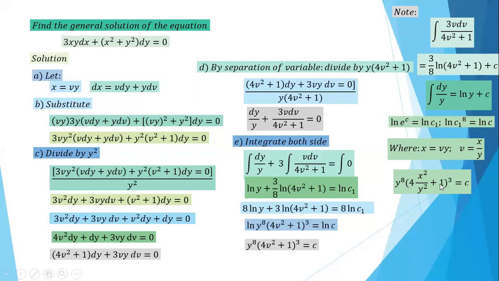Then simplifying the equation, we'll have y to the power of 8 times the quantity of 4x squared plus y squared cubed over y to the power of 6. So y to the power of 6 will be cancelled out. What is left is y squared times the quantity of 4x squared plus y squared raised to the power of 3 equals c, which is our final answer.